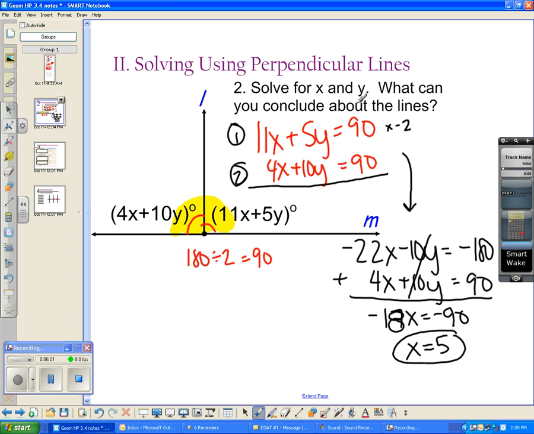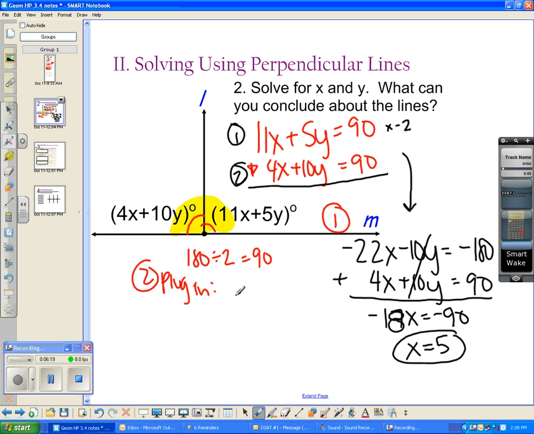Now that you have one of the variables, you can plug it into any of these equations and solve for y. So I'm going to pick this equation because I think it looks nicer, but you can plug it into any of them. So this was our first step, and the second step would be to plug it in.